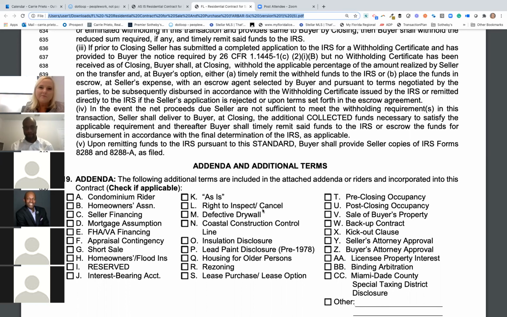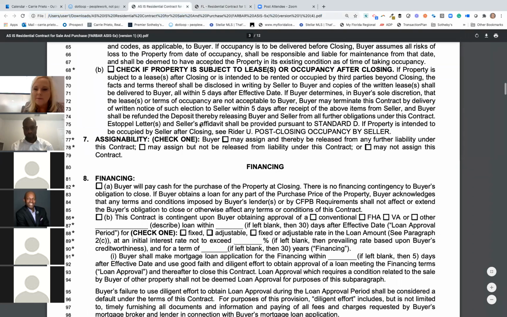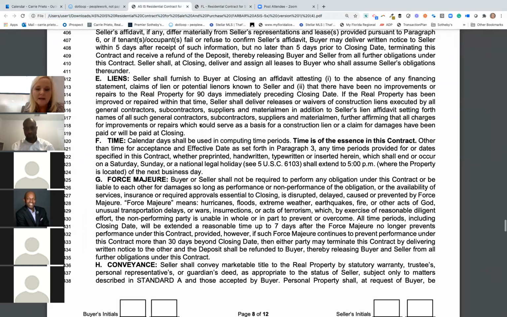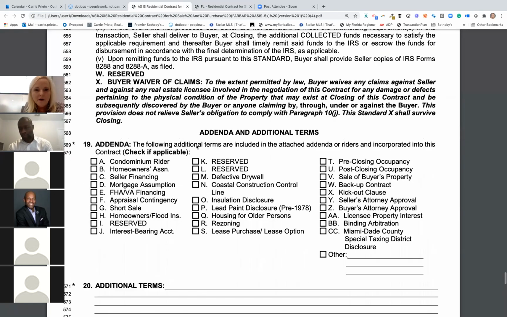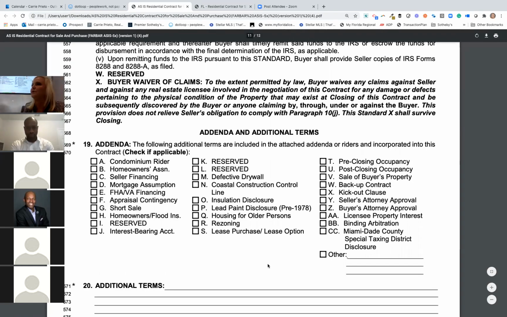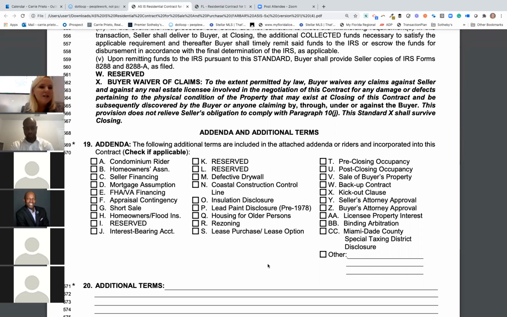Right. But this is funny. I had recently had an agent, I don't remember who or what the situation was, but they asked me, Carrie, what does K and L mean? Reserved. It just means this is an open space because this contract does not have the need for an as-is addenda or a right to inspect, right to cancel, because that is the contract. So these reserved just means that they're holding those spaces for the other contract.